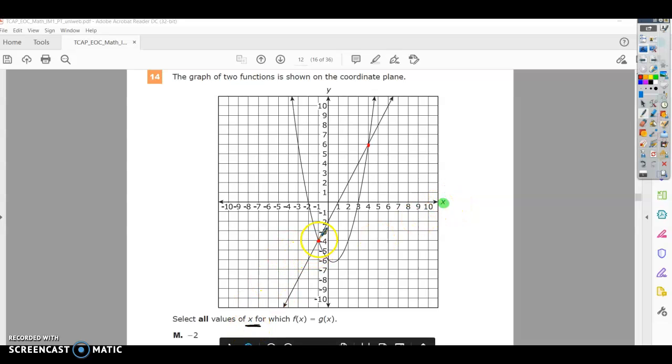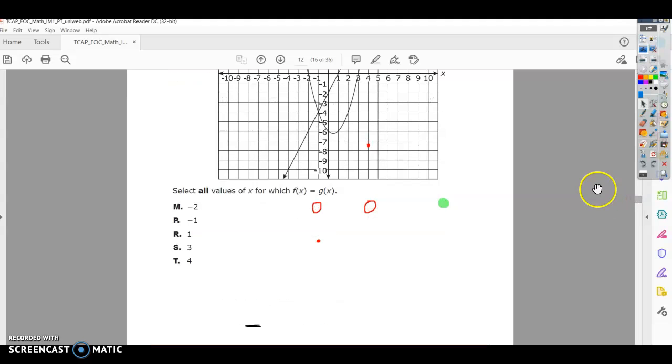The x value for this one would be -1. And if I come down here, the x value for this one would be 4. So -1 and 4 both make f of x equal g of x. So I'm going to scroll down, -1 and 4, so remember that, -1 and 4.